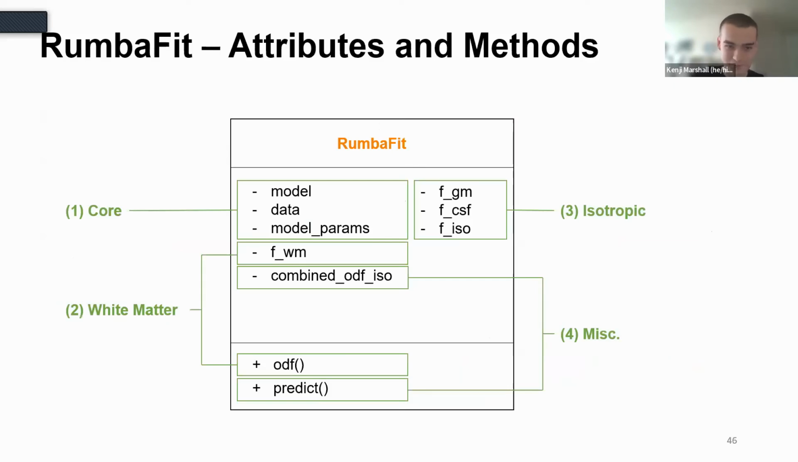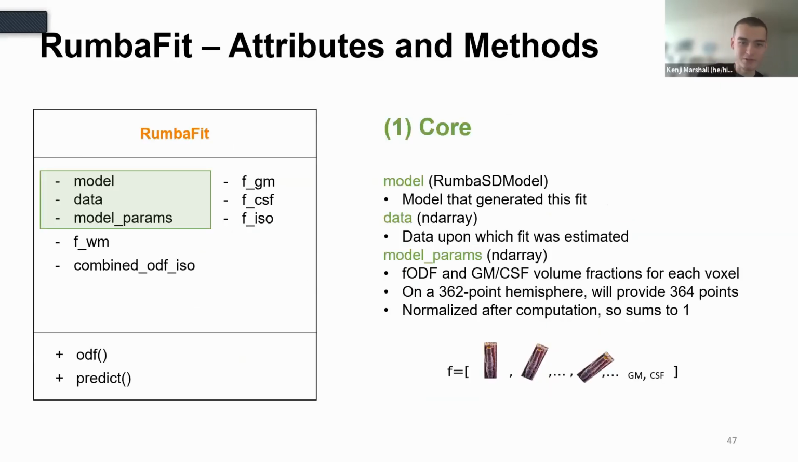And now we will go through that class. I'm sorry if this is a bit dry, but we'll go through this systematically once more. So once again, we've grouped all of these attributes and methods into some functional partitions, and we'll go through these sequentially. To begin, we have our core attributes. When you get your Rumba fit object, you still have access to the model that generated the fit, so a RUMBA-SD model object. You still have access to the data that the fit was conducted upon in this data attribute.